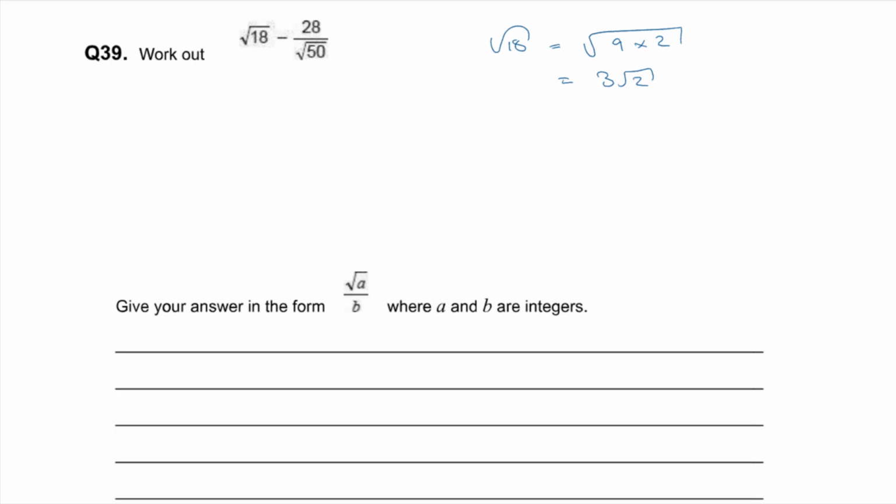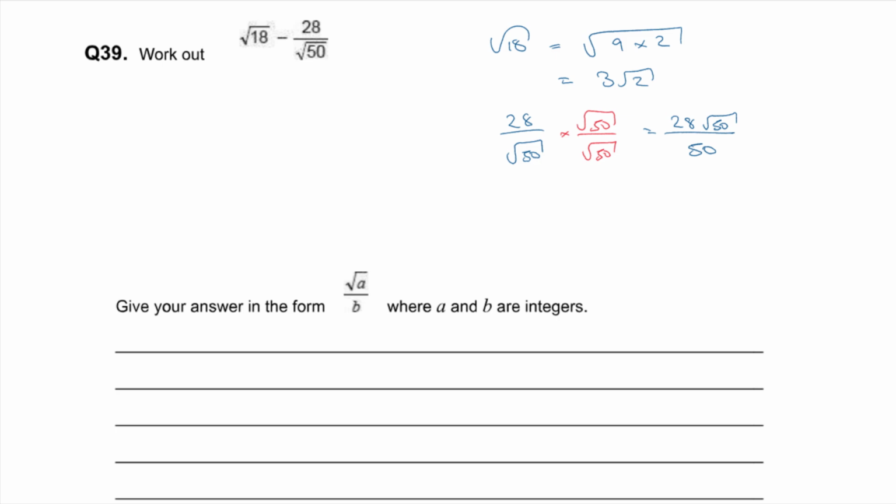We simplified that part. Now let's see if we can simplify the 28 over root 50. Now doing the same thing as we did last question, multiplying top and bottom through by root 50. So that's going to rationalize your denominator. Root 50 times root 50 is 50. And that's going to give me 28 root 50 on the top. Now root 50 might also simplify.